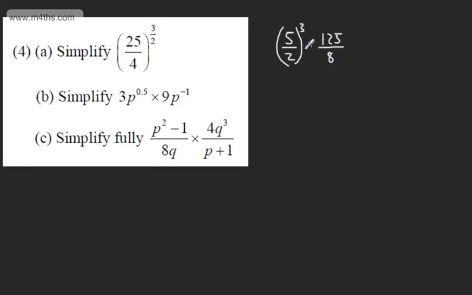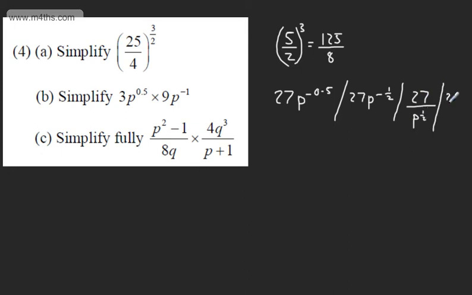125 over 8. In part B, we need to simplify 3p to the power of 0.5 multiplied by 9p to the power of minus 1. I'm going to multiply the numbers, which will give me 27. We have the same bases, so when we're multiplying with the same bases, we add the powers. 0.5 plus minus 1 will give me p to the power of minus 0.5. You could, of course, write this as 27p to the minus 1/2, or you could write it as 27 over p to the 1/2, or you could write it as 27 over root p. All of these would be acceptable forms.